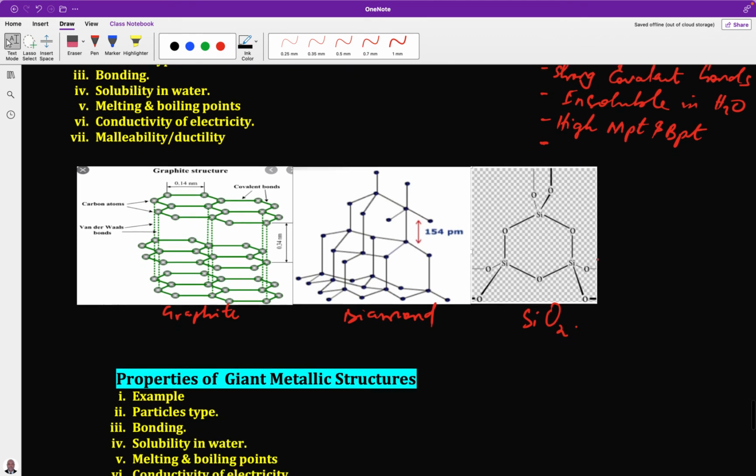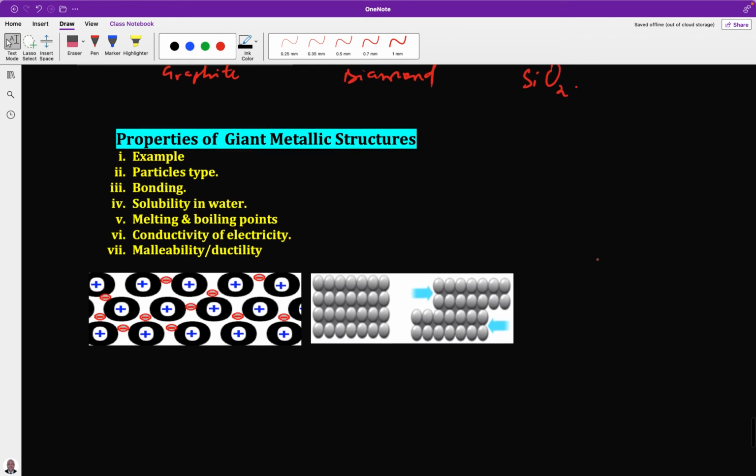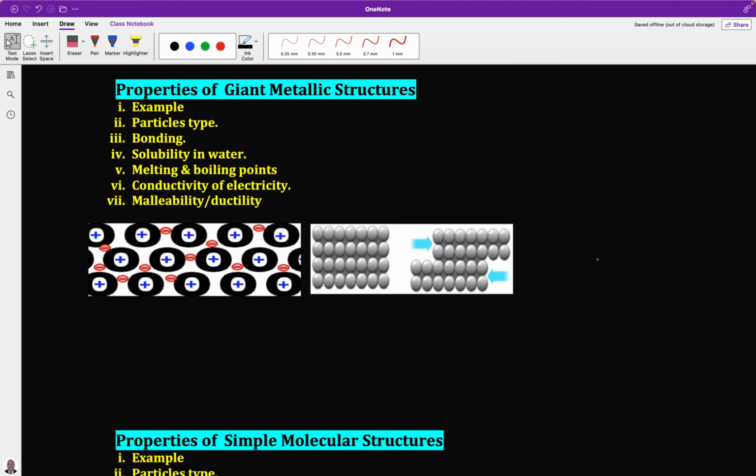It takes us to the giant metallic structure. Another structure is the giant metallic structure that we just treated in bonding. In a giant metallic structure, as we said, it involves an electrostatic force of attraction between the positively charged nucleus and the delocalized sea of electrons.